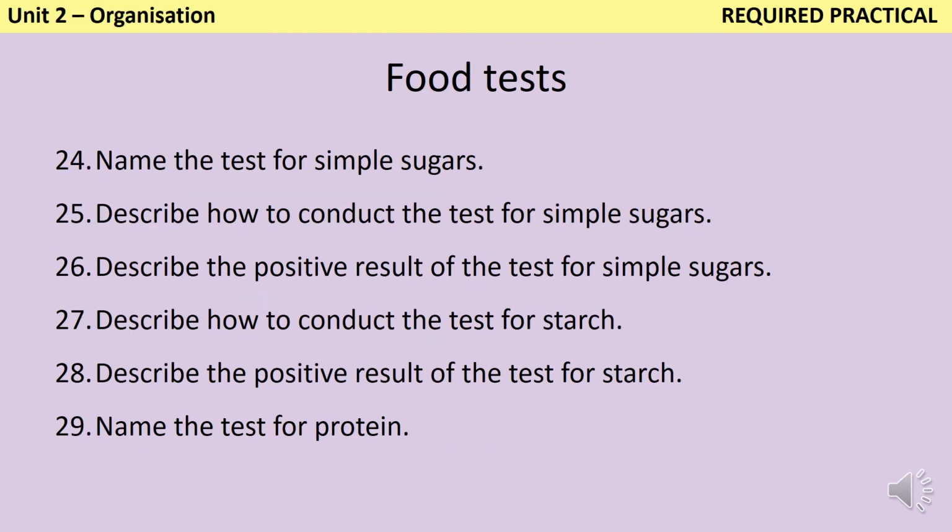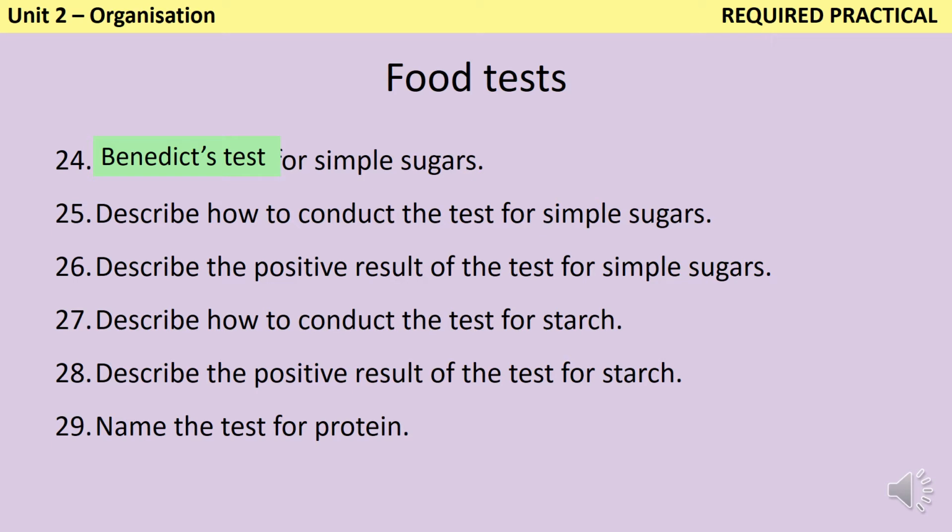The first required practical in Unit 2 of GCSE Biology is the food test required practical, and you need to know the tests for sugars, for starch, for protein, and for fats. The test for simple sugars is called the Benedict's test. It involves using a chemical called Benedict's reagent, which is made out of copper sulfate with some sodium carbonate and sodium citrate in there. You add your sample to the Benedict's reagent and then you boil this.